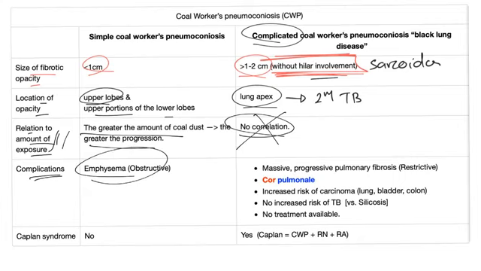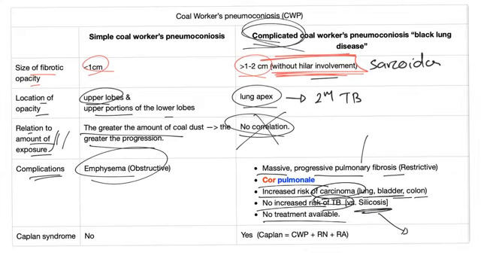Complications here: emphysema, which is an obstructive lung disease. Here you have massive progressive pulmonary fibrosis, which is restrictive. Cor pulmonale, and this eventually can lead to right ventricular hypertrophy and right heart failure. Increased risk of carcinoma, lung cancer, bladder cancer, colon cancer. There is no increased risk of tuberculosis, and this is different from silicosis, because silicosis has increased risk of TB. No treatment available for the complicated coal worker pneumoconiosis.